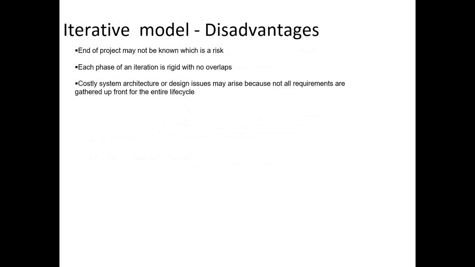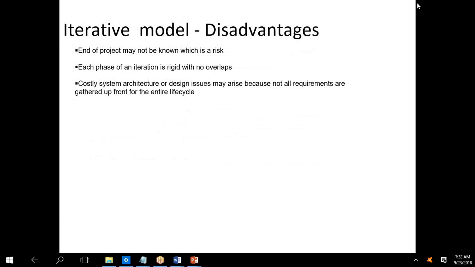Disadvantage, end of project may not be known. So I assumed it is three iterations. It could be more, four, five also could happen. So end date you don't know yet. There's no overlap. You may have design issues because you said in one of the points, major requirements are defined, but some of them will change, right? So if some requirements are changing, then there will be a design change. If there is a design change, then you'll have a problem with this model. So that's what they're saying.